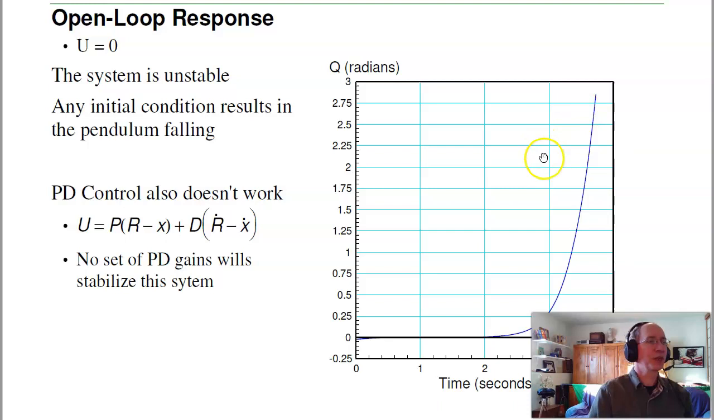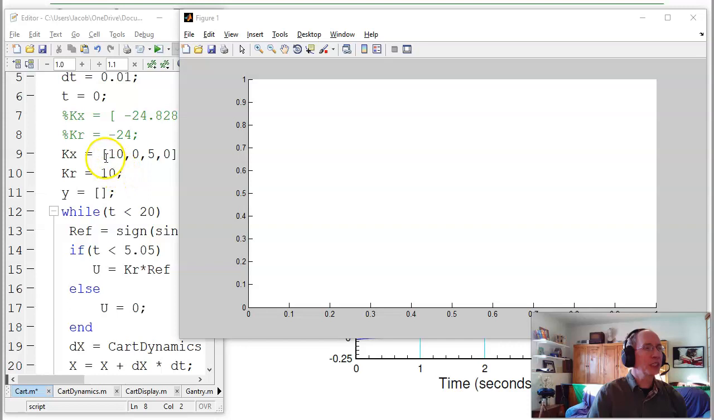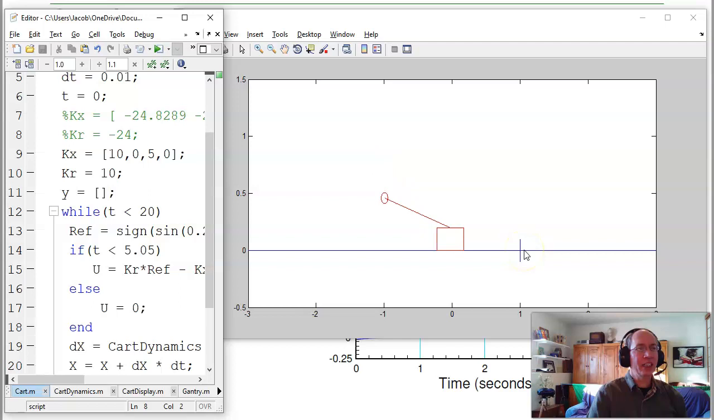So what we did before is try a PD controller. Well, if I try that here, it ain't going to work. So if I repeat what I did before, here's a PD controller with the proportional gain is 10, derivative gain is 5. Try that. Here's my set point. I want to go over here. And it fell over. You can sit there and try again, try again. This system is actually really, really hard to stabilize.